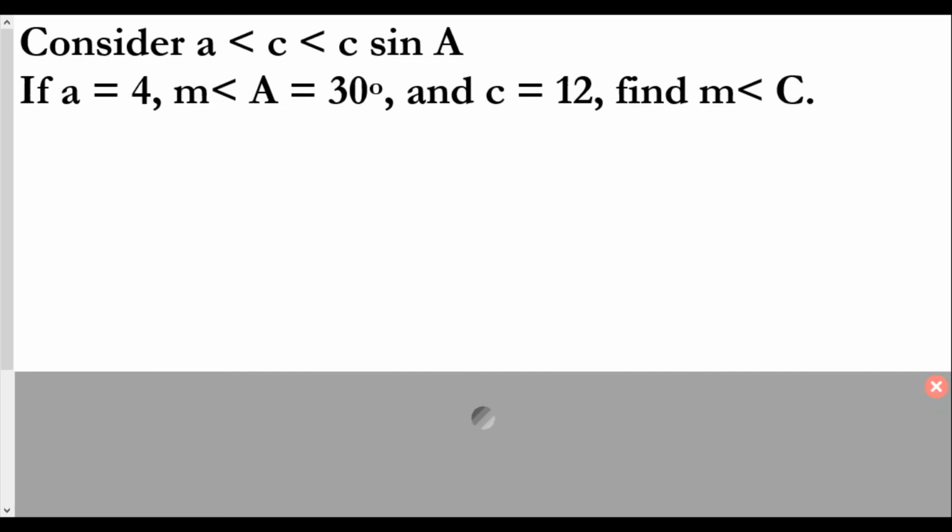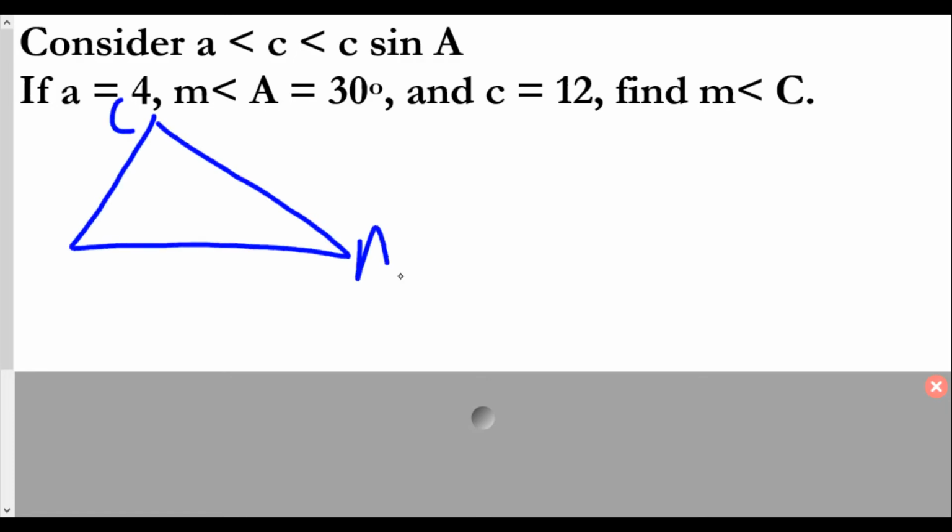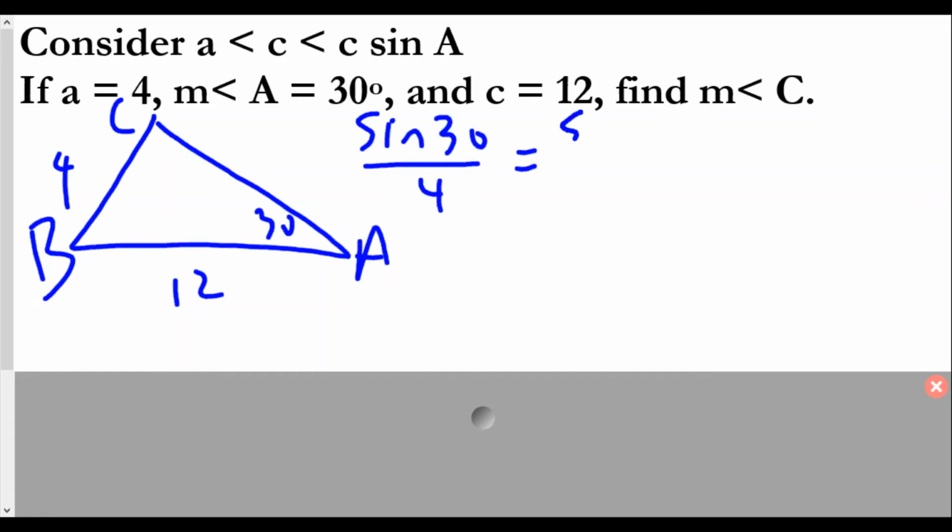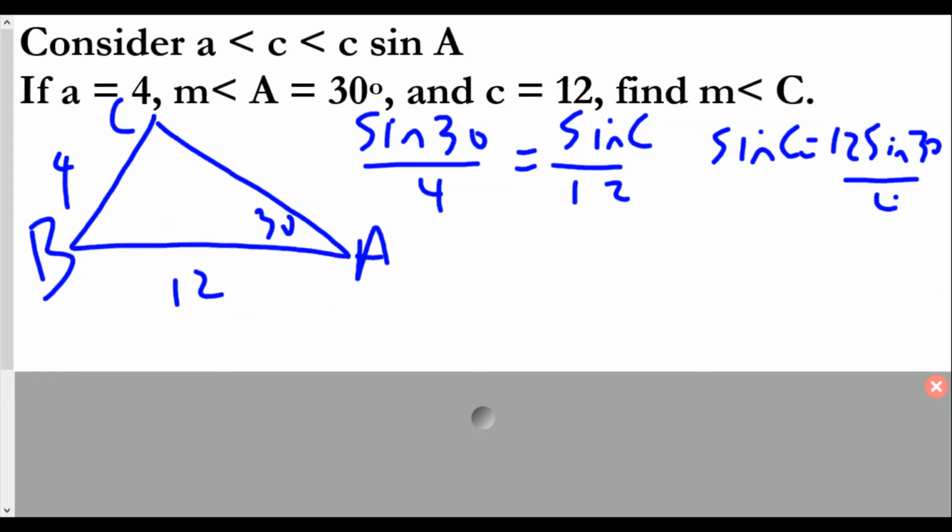Now consider this situation. A is 4, the measure of angle A is 30 degrees, and C equals 12. Find the measure of angle C. In triangle CAB, here is 30 degrees, here is 4, here is 12. The sine of 30 over 4 equals the sine of C over 12, and we're going to get sine of C is equal to 12 sine of 30 over 4.